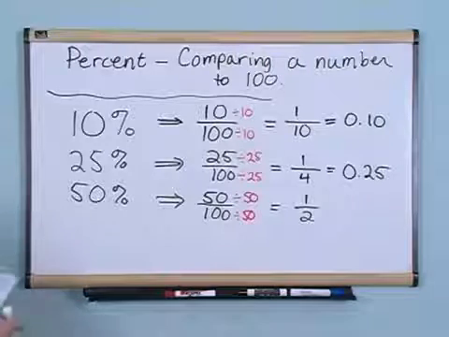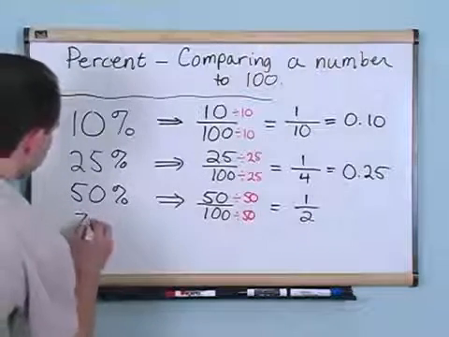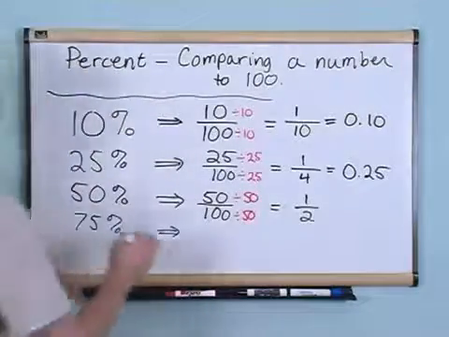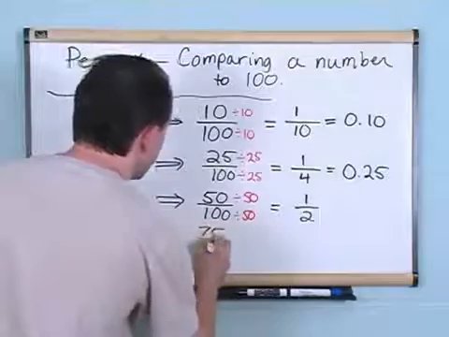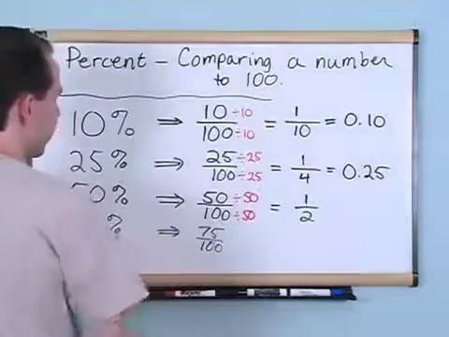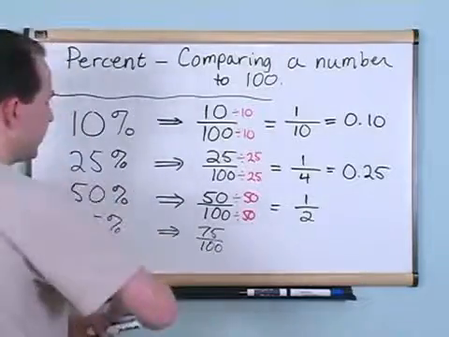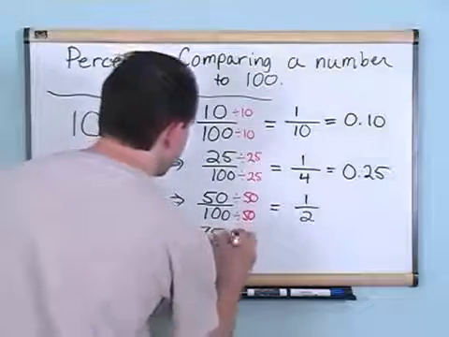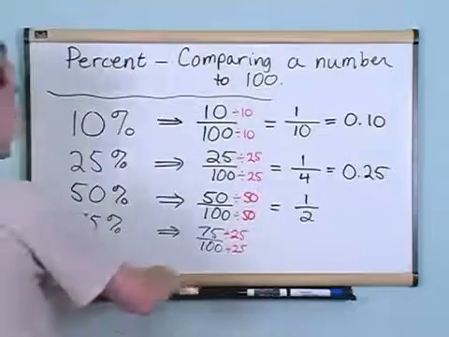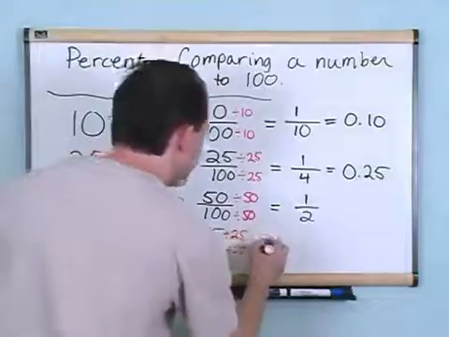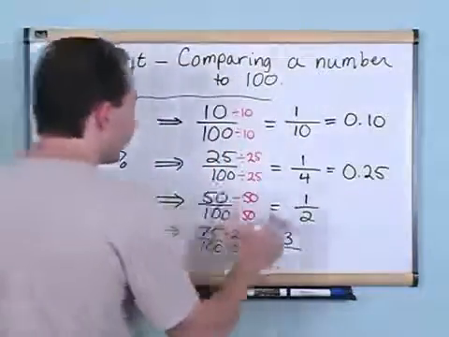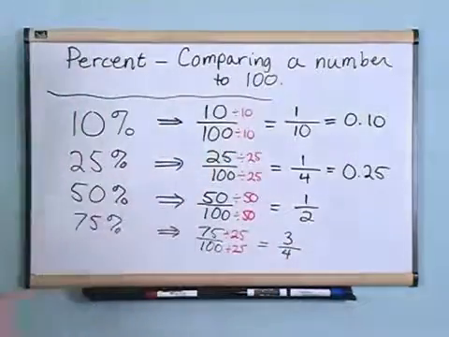Okay, so just going down the line here, if we had 75%, just to be totally clear, that would be 75 over 100. That's my fraction, because 75% means 75 over 100. And can I simplify this fraction? Well, sure I can. I can divide the top by 25 and the bottom by 25. When I do that, 75 divided by 25 gives me 3, and 100 divided by 25 gives me 4.